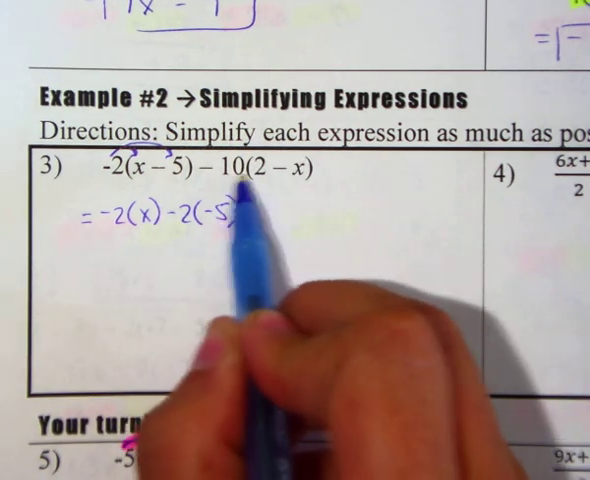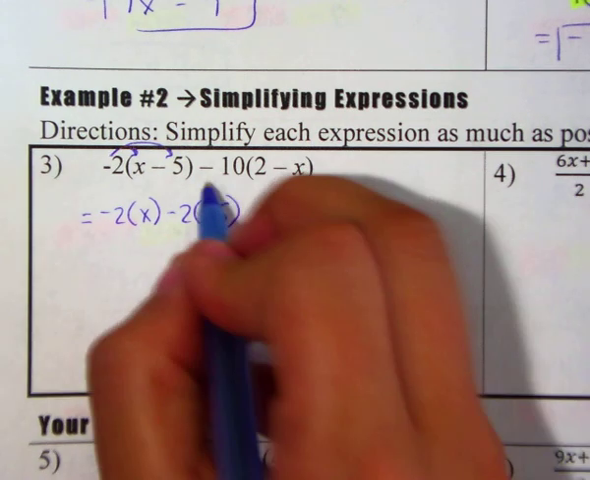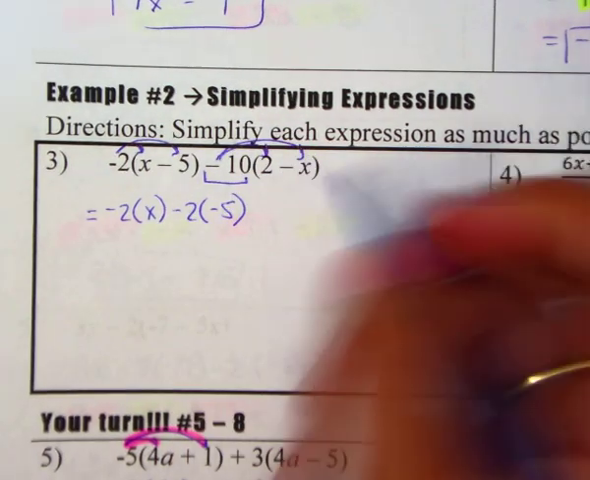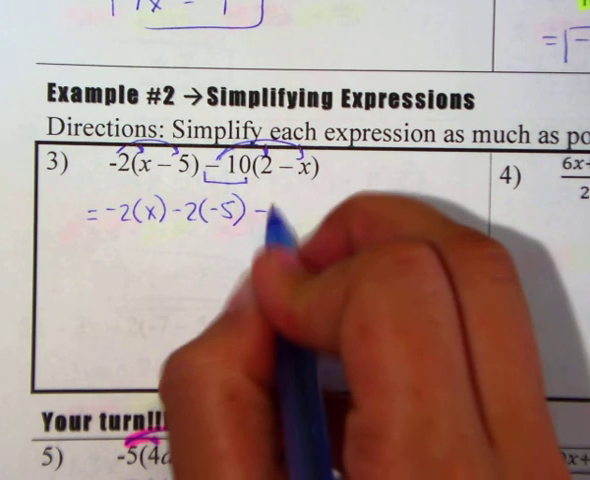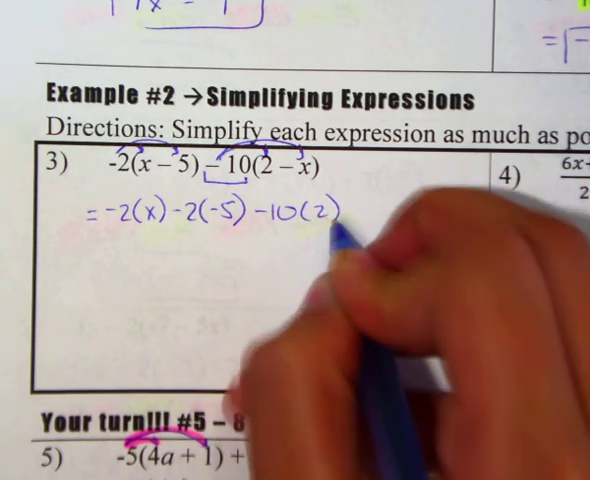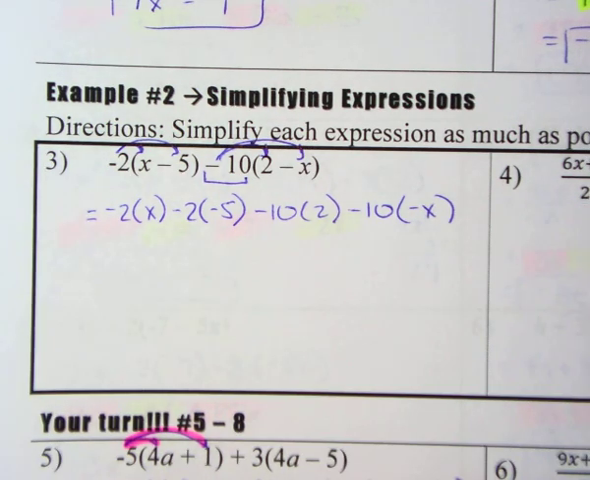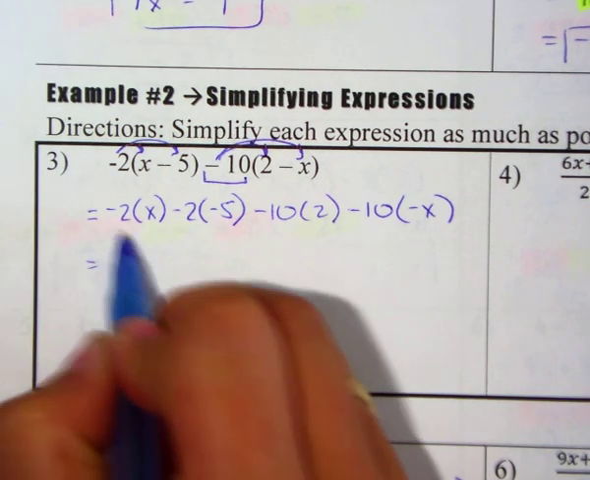And then when I get here, I see there's another distribution. I'm going to do that as well. Make sure and grab the negative 10. So we're going to do double distribution. Now it'll be negative 10 times 2, then negative 10 times negative x. I'm going to simplify all these multiplications.